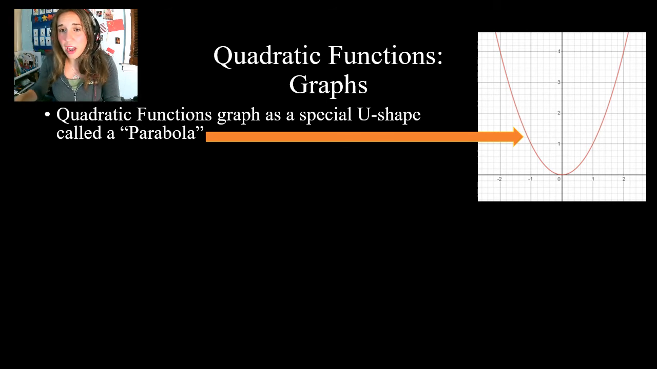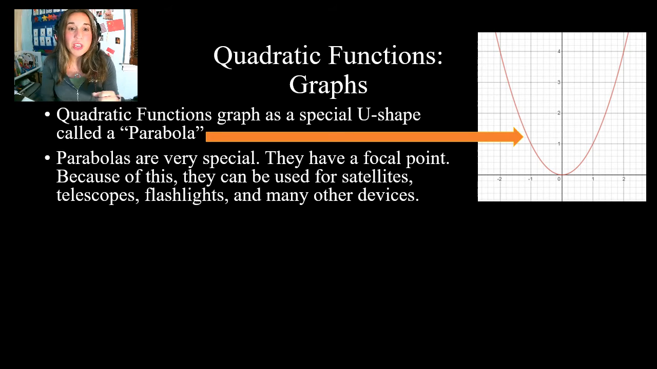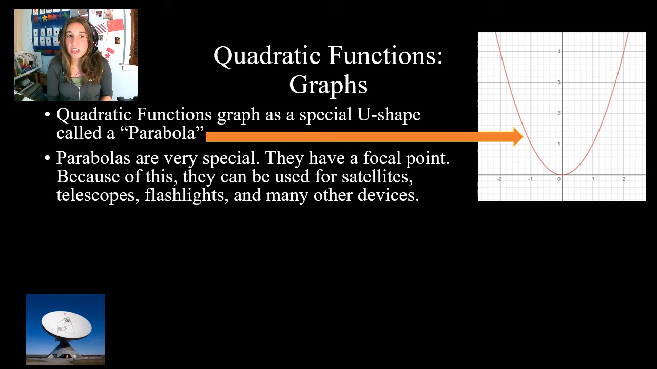And as it turns out, quadratic functions and their graphs are incredibly useful in the real world. Parabolas are very special because they have a focal point. And because of this, they can be used for satellites, telescopes, flashlights, and many other devices, okay? So we actually use quadratic functions for quite a lot of things. You can see we use them to design satellites, telescopes, flashlights, all kinds of things.